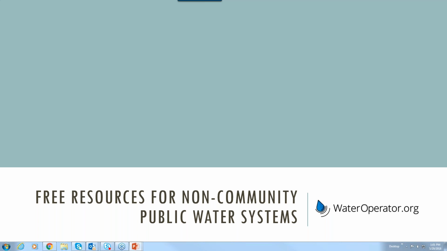So today we're going to talk about a non-community class that we developed on groundwater and free resources that are available as a non-community water system through wateroperator.org. Wateroperator.org is a website that is kind of a clearinghouse of information. It hosts a lot of resources, and this non-community class is really geared towards groundwater users. Most non-community systems around the country are on groundwater, and so it's a very appropriate class for most non-community systems.